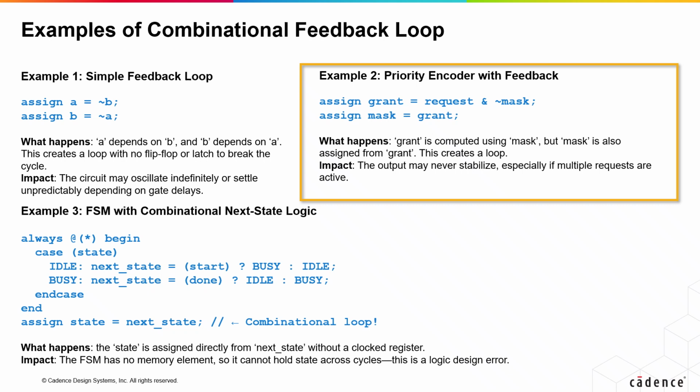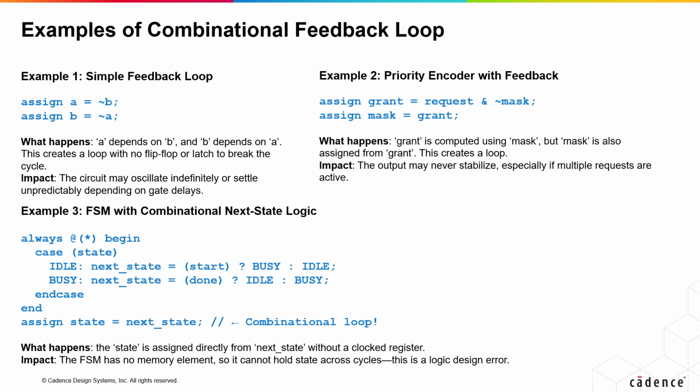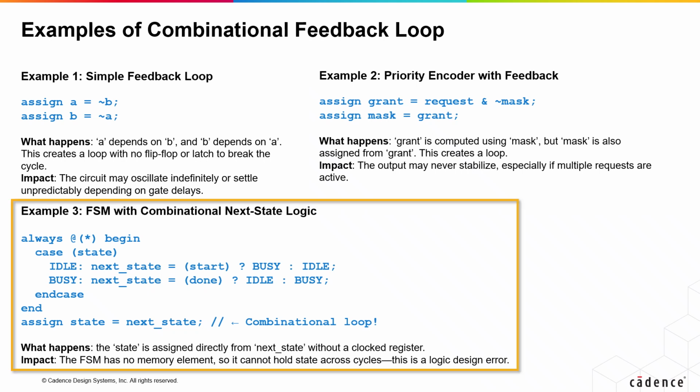The second example is the priority encoder with a feedback loop, which involves a loop between the variables mask and grant. The third example is a finite state machine with combinational logic. In this, the variable state is assigned to the next state without any register to store the value. This may create a loop between them due to the unavailability of a register to hold the state values across cycles. It might also lead to a logic error.